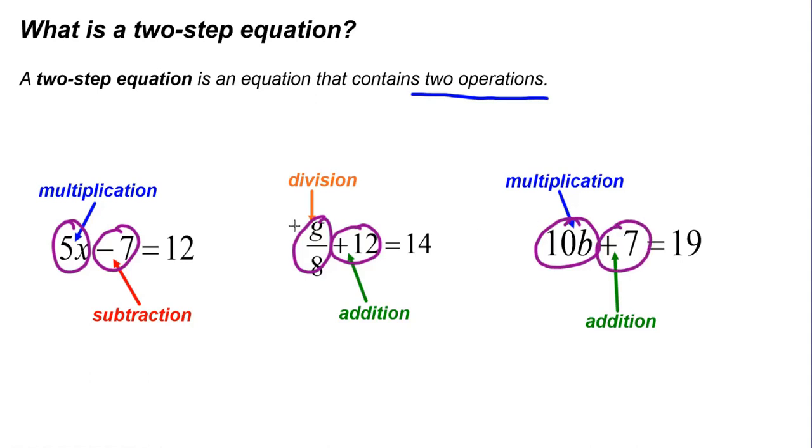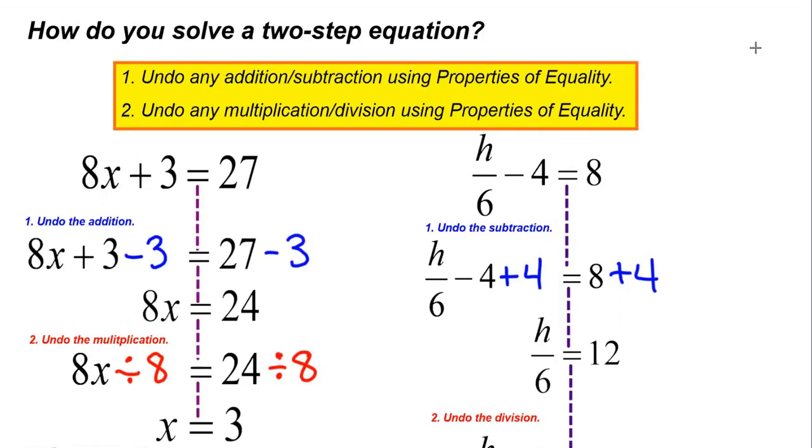So we're going to learn how to solve these types of equations. How do you find the value of the variable if there are two operations in the equation? So how do you solve a two-step equation? Well, surprise, surprise, there are two steps to solve a two-step equation, hence the name. First thing we're going to do is undo any addition and subtraction using those properties of equality. So essentially, we're going to be solving two separate equations at once. We're going to first solve the addition or the subtraction part of the equation, and then we're going to undo any multiplication or division using properties of equality.